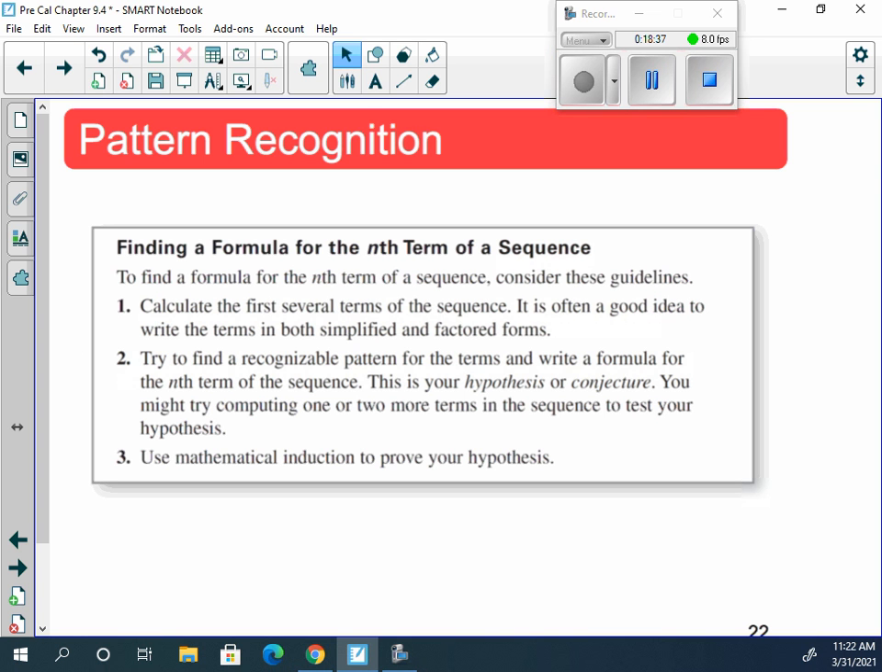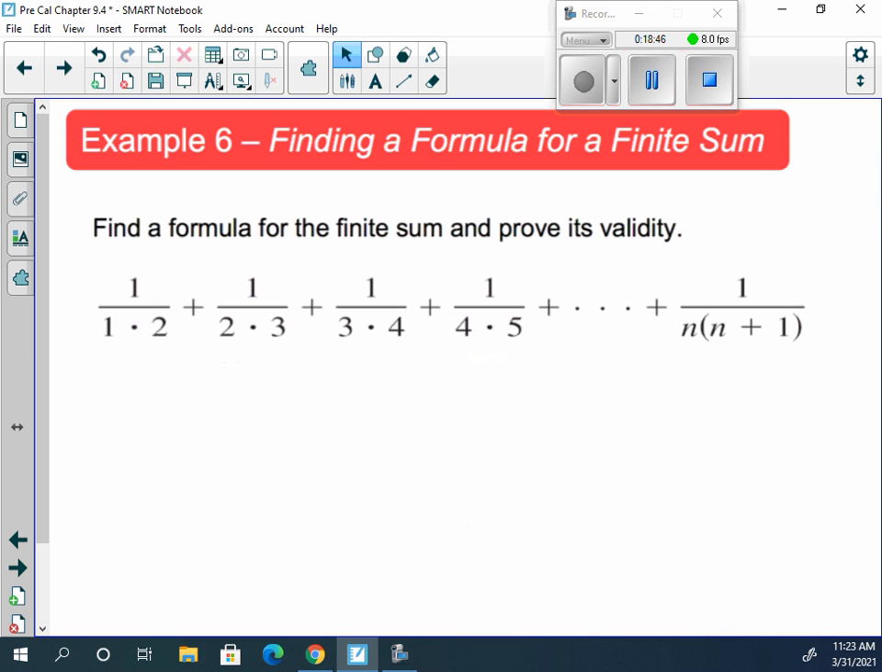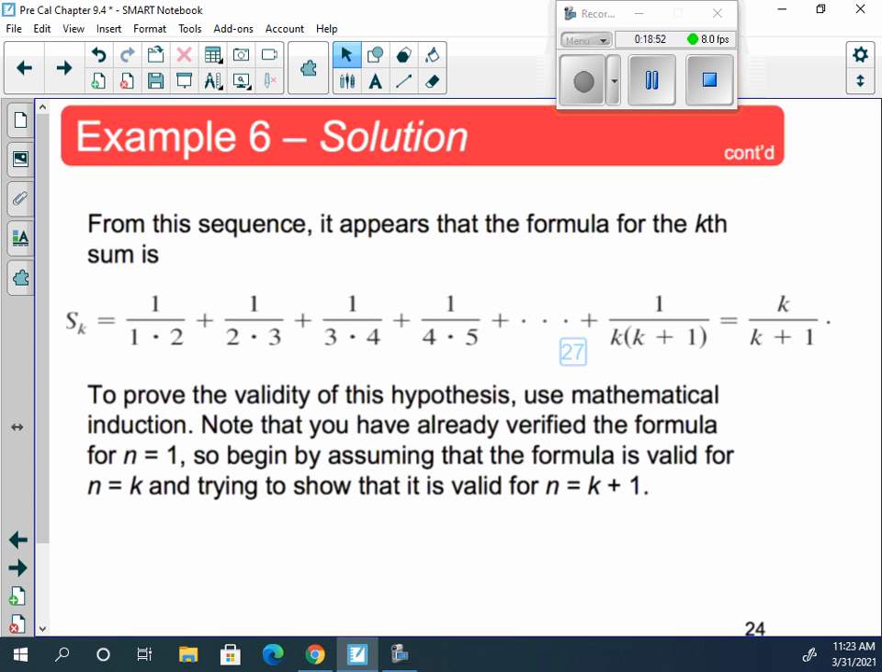Because we can calculate several terms in the sequence, it is often a good idea to write the terms in both simplified and factored form, try to recognize a pattern, and then test our hypothesis and conclusion. So we can find a formula for the sum to prove that this here is true. So we can set it up as S of k is equal to 1 over, all the way out to k over k plus 1.